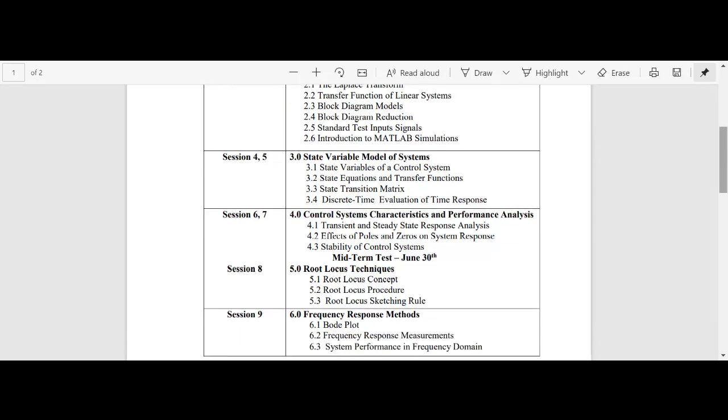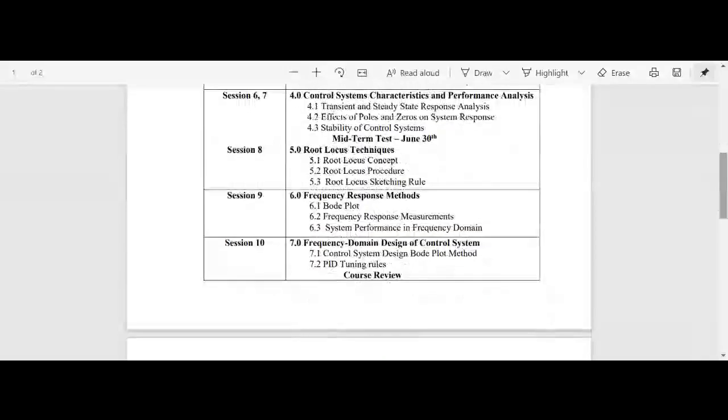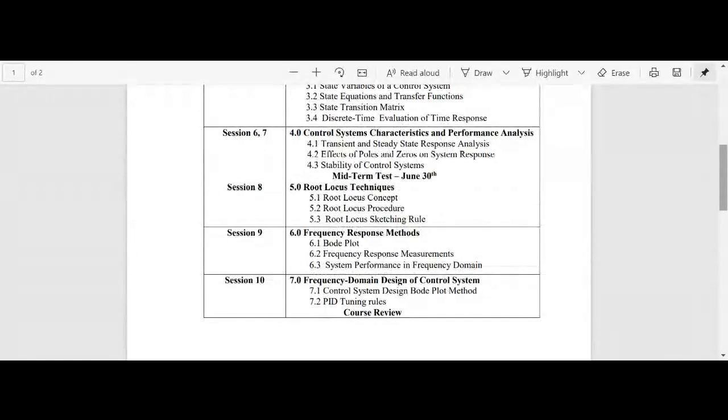Just confirm that you're actually seeing unit 4 at this time. Are you seeing that? Yes, sir. Beautiful. All right, so unit 4, control systems, characteristics, and performance analysis. I'm going to remove this midterm test situation here, so don't pay this any mind. I'm going to remove it.